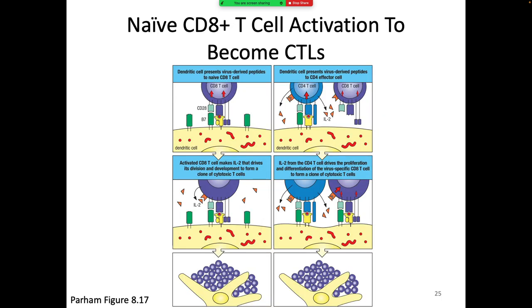And so our cell starts out as a naive CD8 positive T cell. That cell will be activated at a dendritic cell. It may also receive some cytokines from other neighboring cells. And that will allow that cell to differentiate, to gain new functions, as well as allowing that cell to proliferate and make many copies of itself. So we'll get a clone army of this.